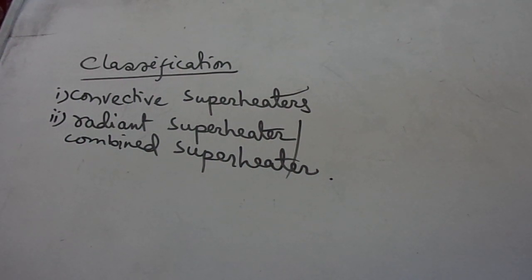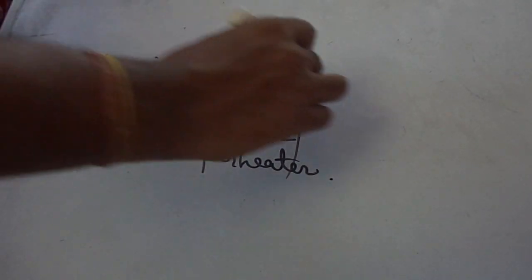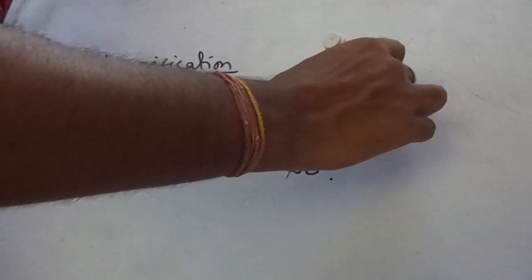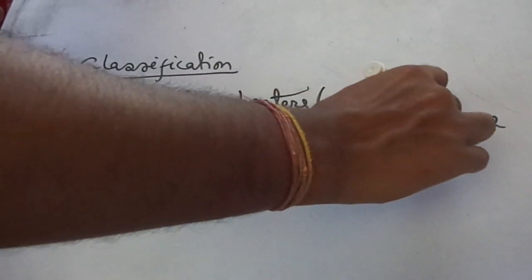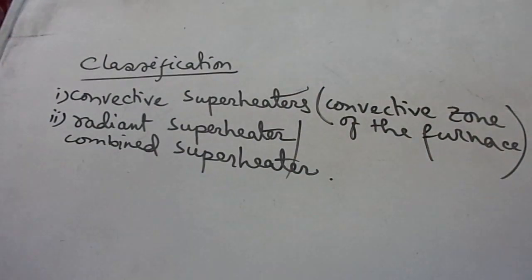Convective superheaters are located in the convective zone of the furnace, usually ahead of the economizer.